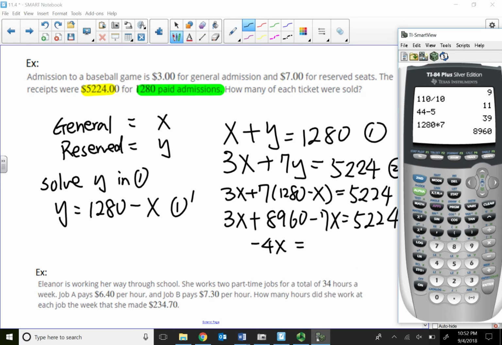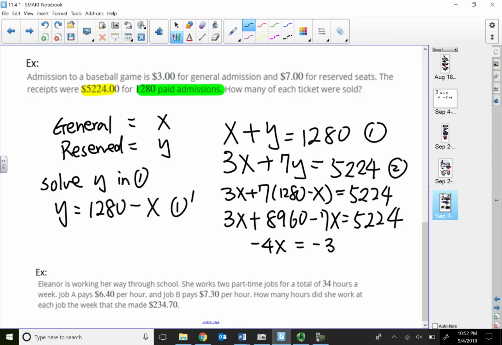8960 moves over and becomes negative. So that will be 5224 minus 8960, and that gives me negative 3736. Divide both sides by negative 4.